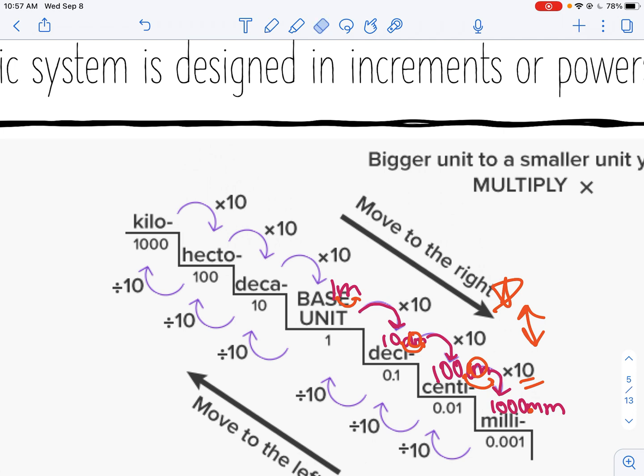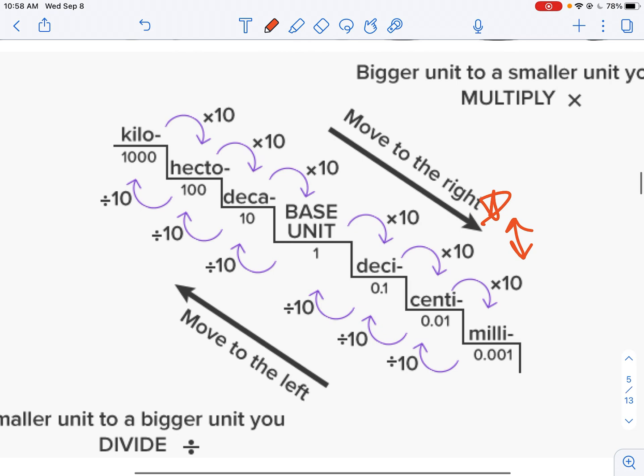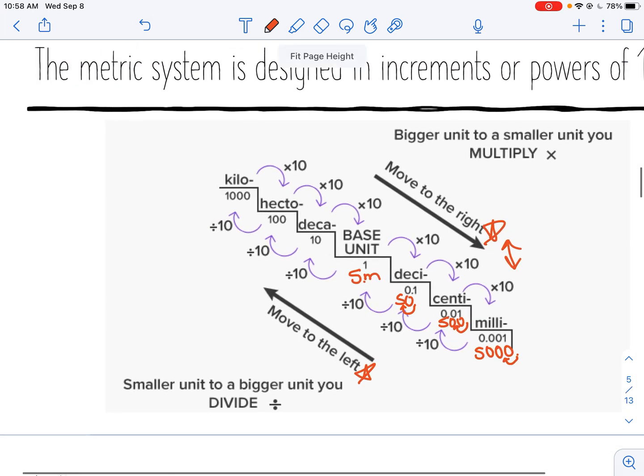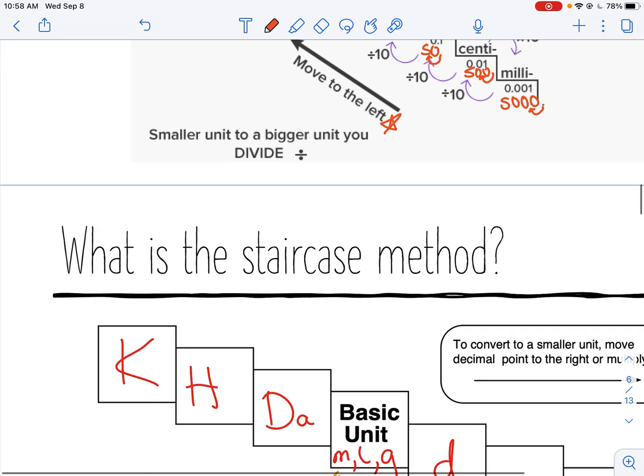Doesn't matter. If you're going up the staircase, though, let me clear this out. If you're going up the staircase, though, you are going to divide by 10 or move the decimal to the left. So if I start with 5,000 milliliters, that is 500 centimeters, or 50 decimeters, or 5 meters. Okay, so that time I did have to move my decimal to the left each time. And as I moved it to the left, it gave me a smaller number. Okay, so you can do it either way. It does not matter. Okay, whichever one you feel more comfortable with.